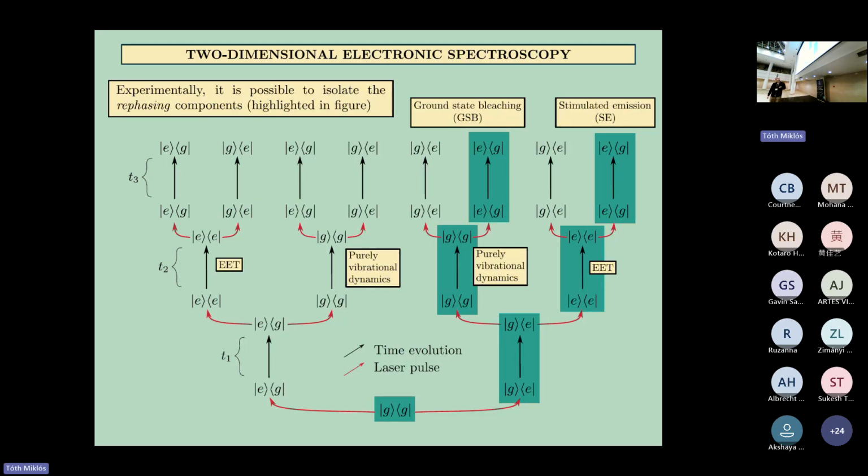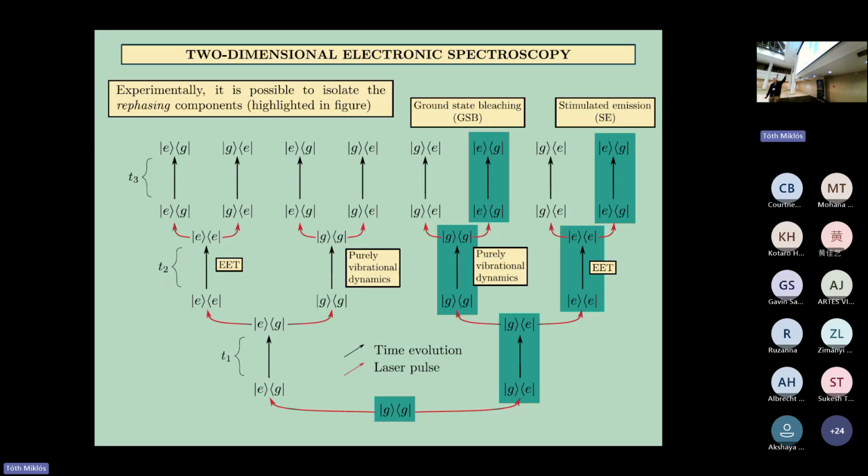Most importantly, in experiments, one can luckily focus on only a few of these pathways. For example, one can focus on the so-called rephasing pathways, the two highlighted here. So one can construct the rephasing spectra in which only these two pathways contribute. But still, a major problem is that one obtains a signal where these two pathways are superimposed and cannot be discriminated.